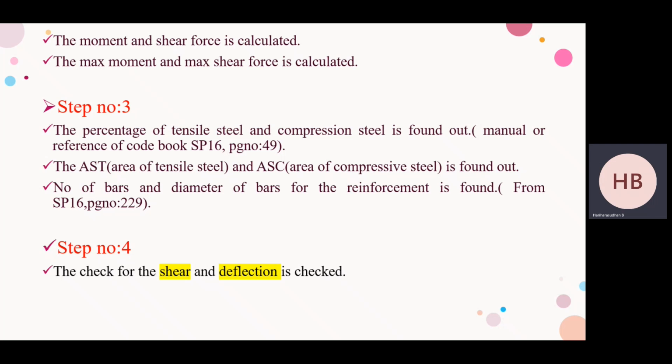Then the number of bars and diameters of bars for the reinforcement is found out from SP 16 page number 229, which is represented in a graph. Then at last, the check for shear and deflection will be done, to check whether the number of bars and the diameter of bars given can withstand the deflection and the shear.